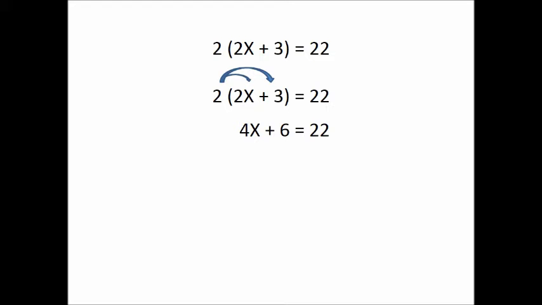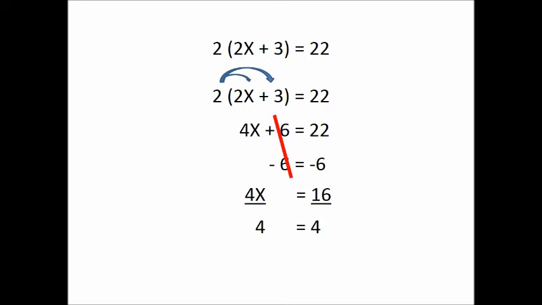2 times 2x is 4x. 2 times 3 is 6. And then we're going to keep going from there. So we rewrite the problem as 4x plus 6 equals 22. We want to get that 6 to the other side, so we subtract 6 from both sides. The 6 cancels, and 22 minus 6 is going to equal 16. And then we are good to go there.